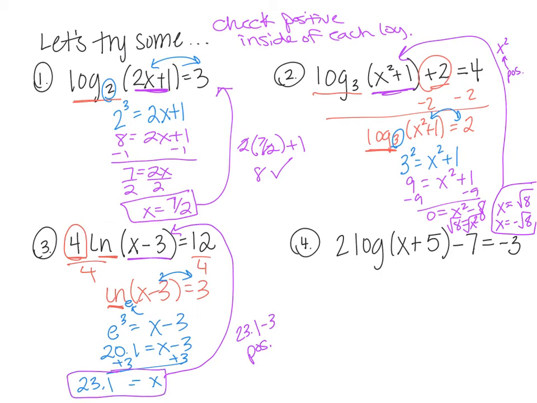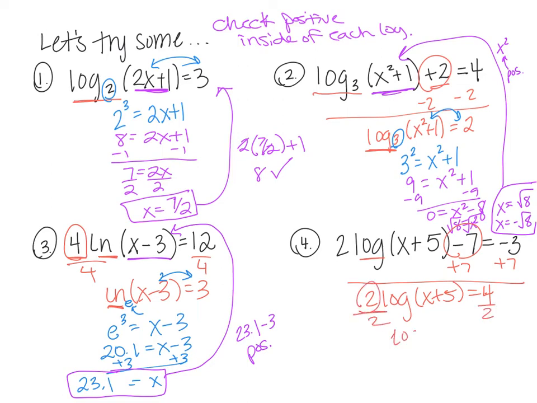Last one. I want to isolate this log. So to do that, I need to first add this 7. So I've got 2 log of x plus 5 equals 4. Then I still need to divide by this 2. So I'm going to get log of x plus 5 equals 2. Now that the log is by itself, I'm going to switch it into an exponential. Remember, if there's no number there on a log, it's a 10. So I'm going to have 10 squared equals x plus 5.